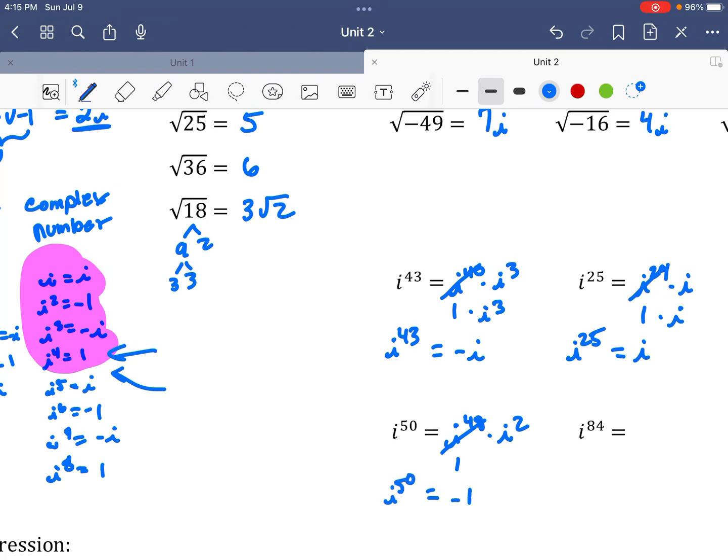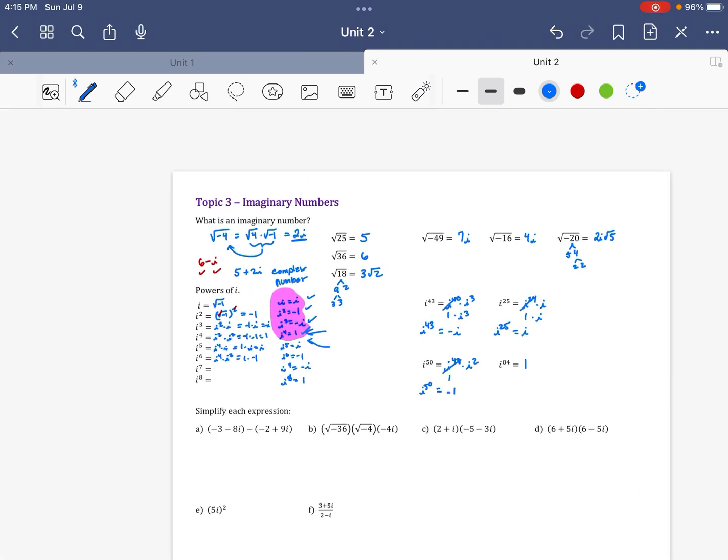All right, and this last one, i to the 84th. 84 is literally a multiple of 4. So it's just a bunch of 1s multiplied together, so it's just 1. So all of your answers for your i's always come down to one of these 4 things for any powers of i. Okay. All right.